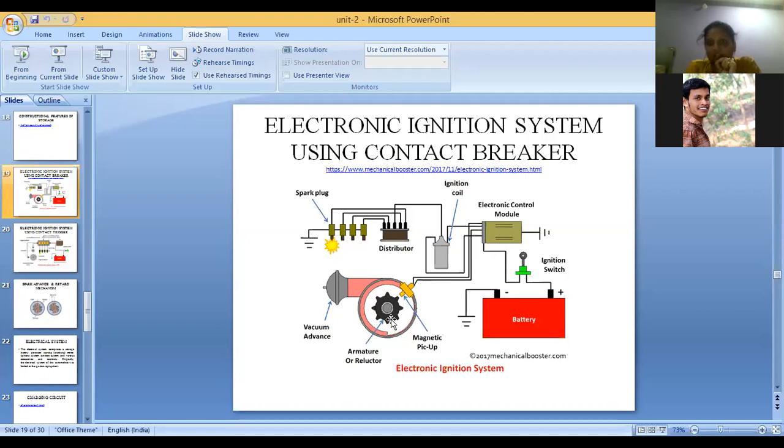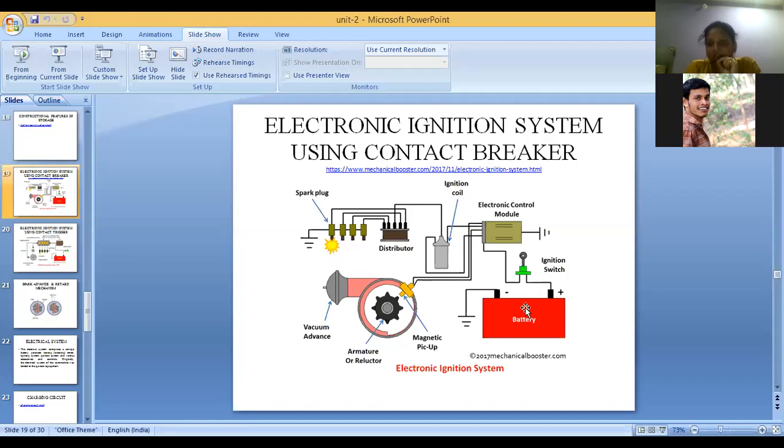It will see the position of the armature. The position of the armature will depend upon the rotation of the camshaft. Depending on the position of the armature, this will give an indication to the spark plugs. It means if there is a firing order, you have to give signals to ignite: ignite the first one, ignite the second one, ignite the third one, like this. So this ECU, engine control unit, will take care of these ignitions.